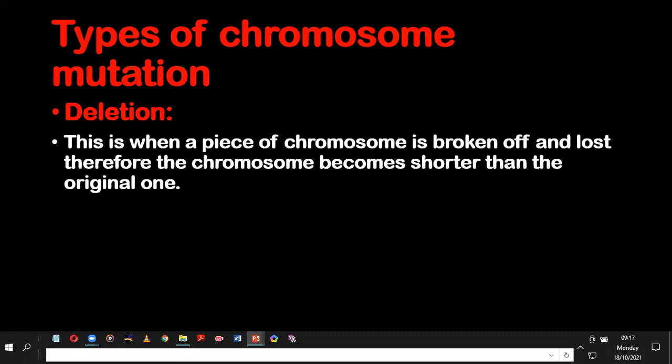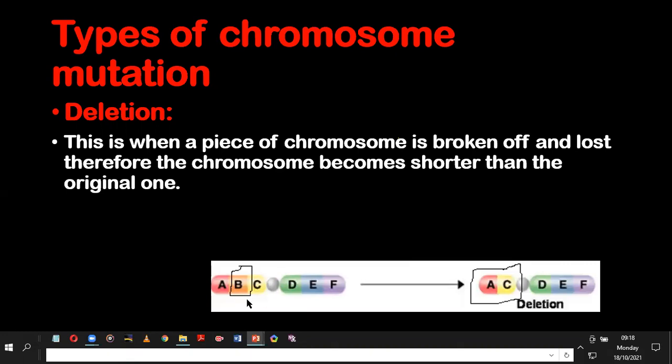If I say delete my contact from your phone, what do you do? You long press a contact, and then you click delete, and you permanently remove my contact from your phone. That's brilliant. So with deletion, a piece of a chromosome is broken off and lost. Therefore, the chromosome becomes shorter than the original one.